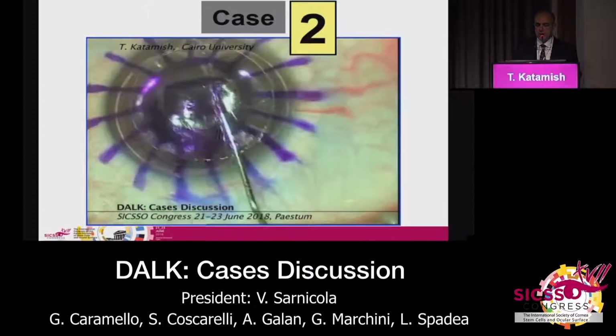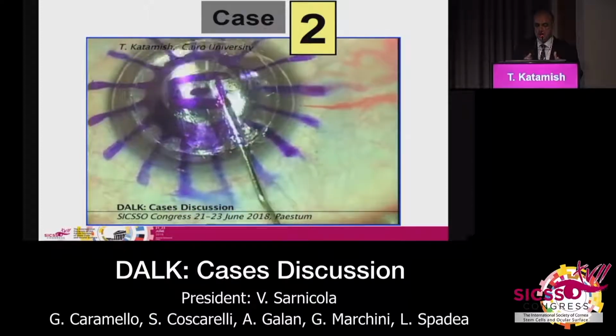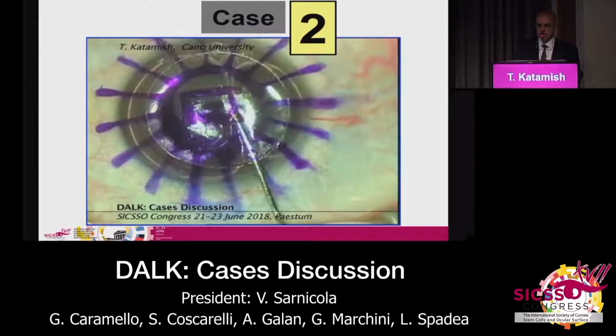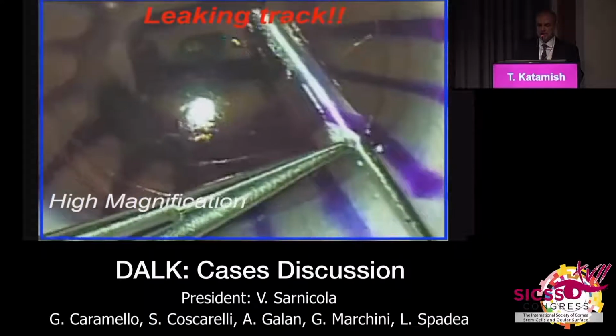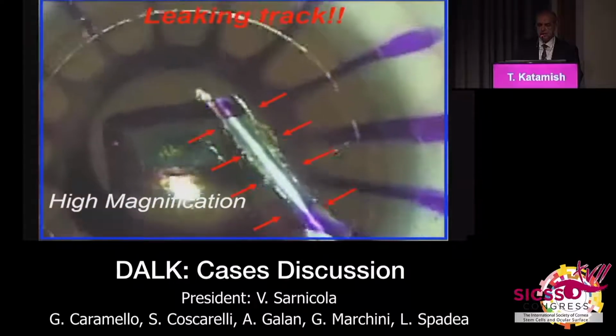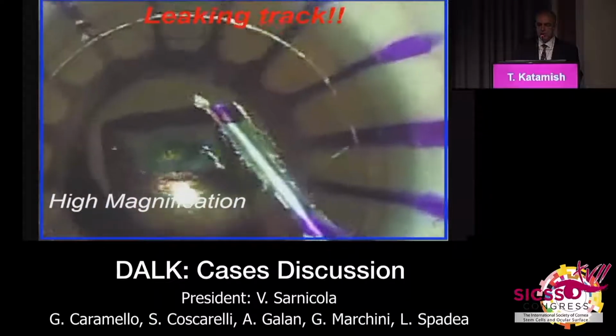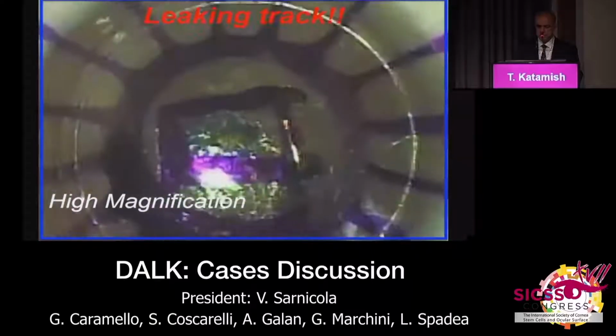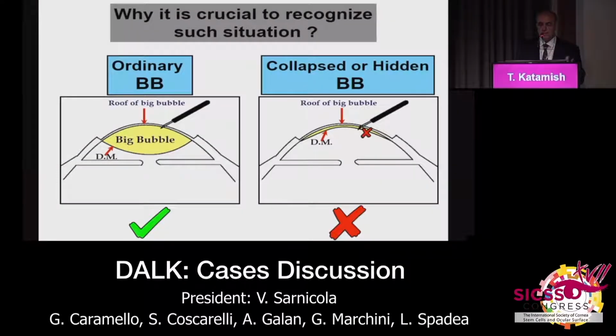And if you go again and inject, you will find the bubble is there but hidden. So again, the leaking tract, you see, watch carefully this tract. It will leak the air and collapse the bubble. You see? So why is it crucial to recognize such a situation? In ordinary big bubble cases, we open the roof with a super blade. But if you go in this type of bubble and you didn't diagnose it, and you open the roof, you will find this membrane just behind the roof, so you will injure it.